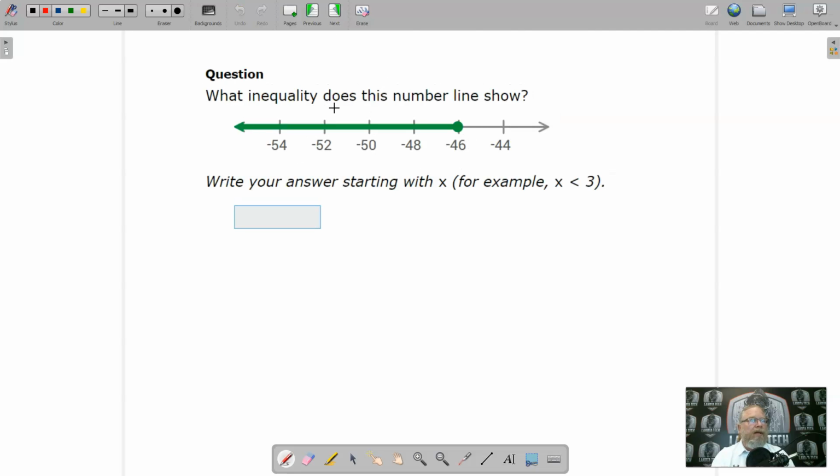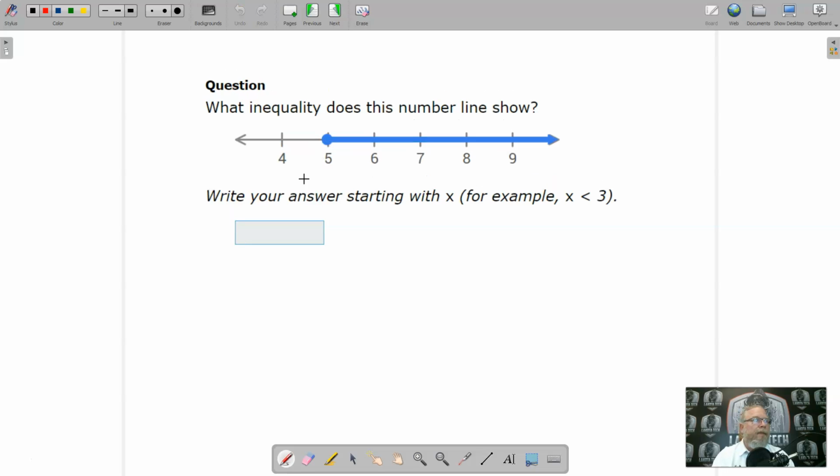What inequality does this number line show? Well, let's type in our x, select our inequality symbol. It's pointing to the left, so it's all the numbers that are less than. It is a closed dot, so it includes negative 46, so it can be equal to negative 46. And like I just said, it's plotted at negative 46. So the inequality is x is less than or equal to negative 46.